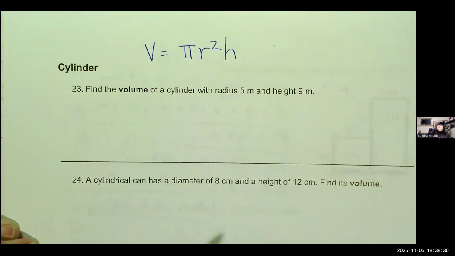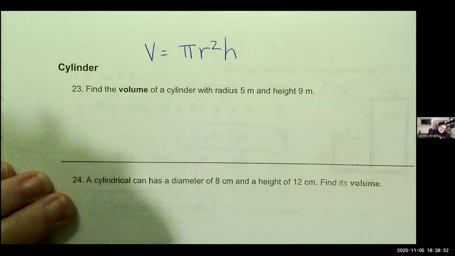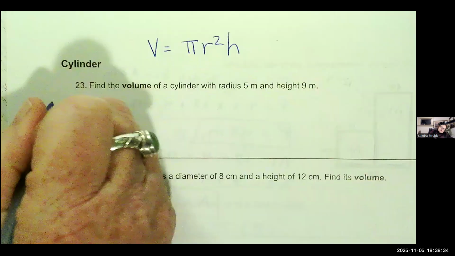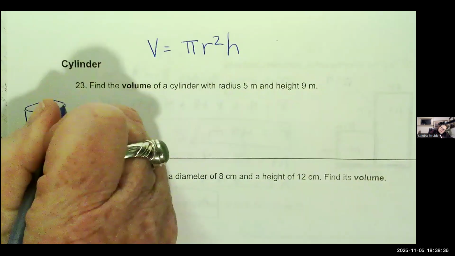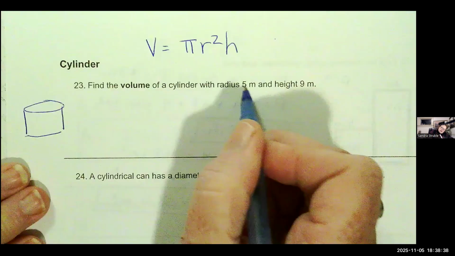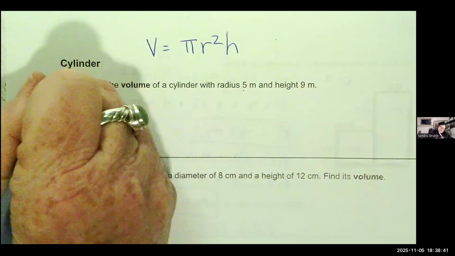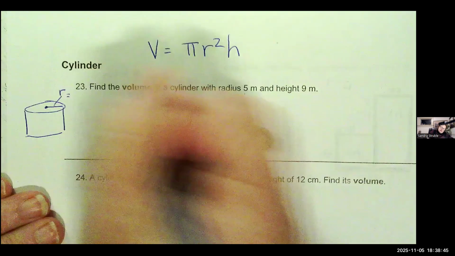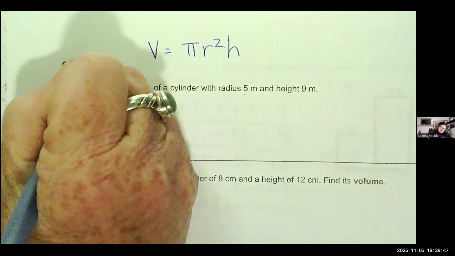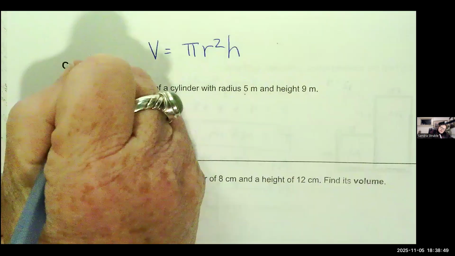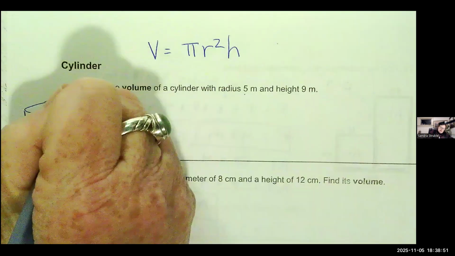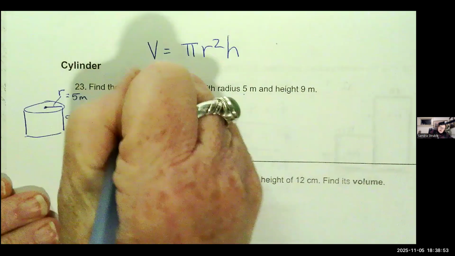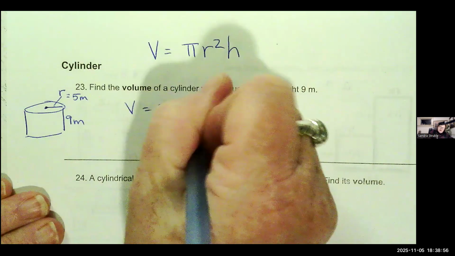So I'm going to do a real quick diagram here. I've got a cylinder. My radius is 5. I have to have the radius to find this. I can't use my diameter. Radius is 5 meters, and the height is 9 meters. So my volume is pi times 5 squared times 9.